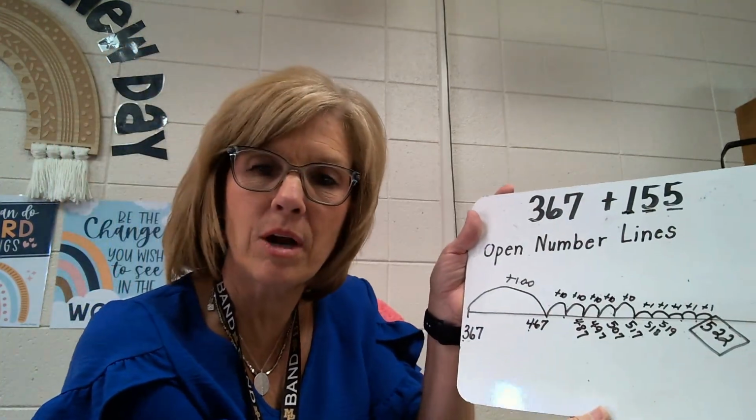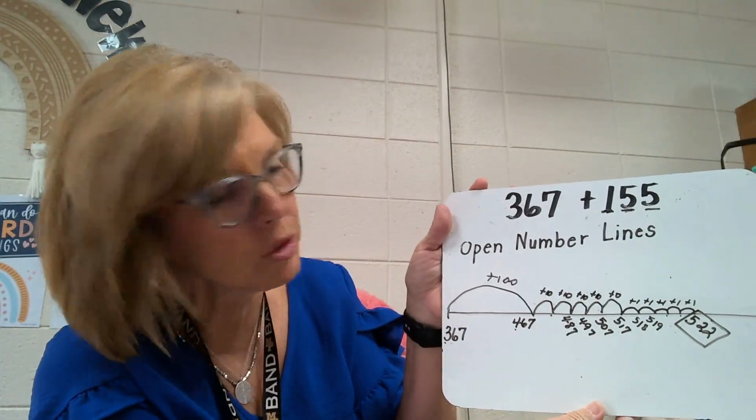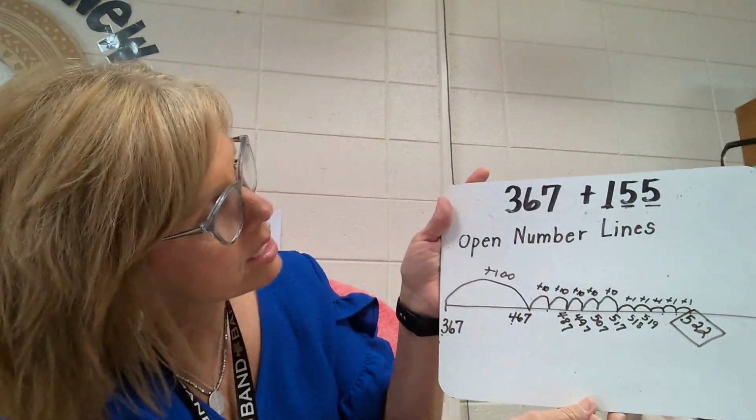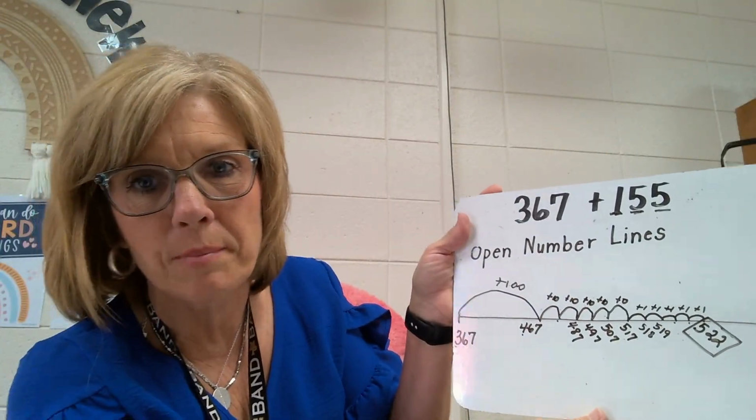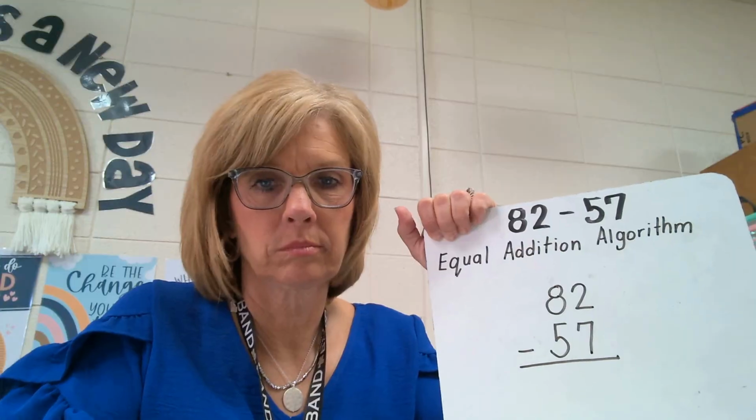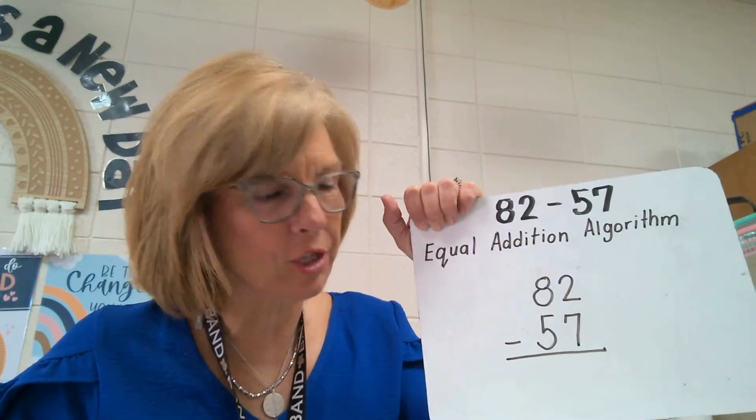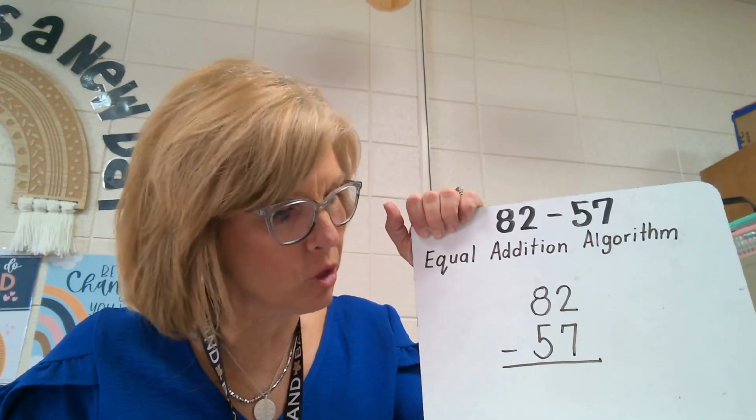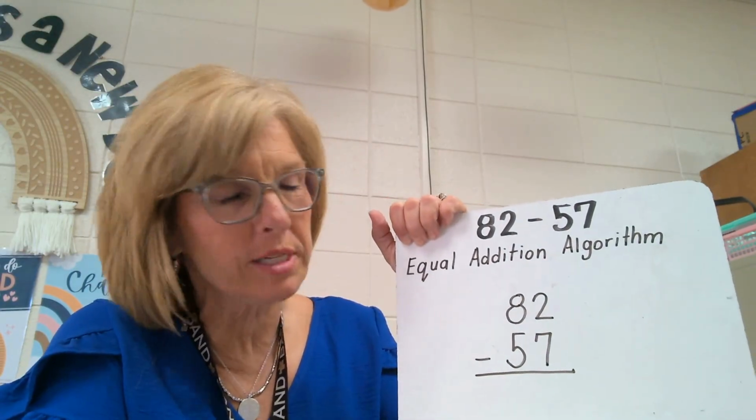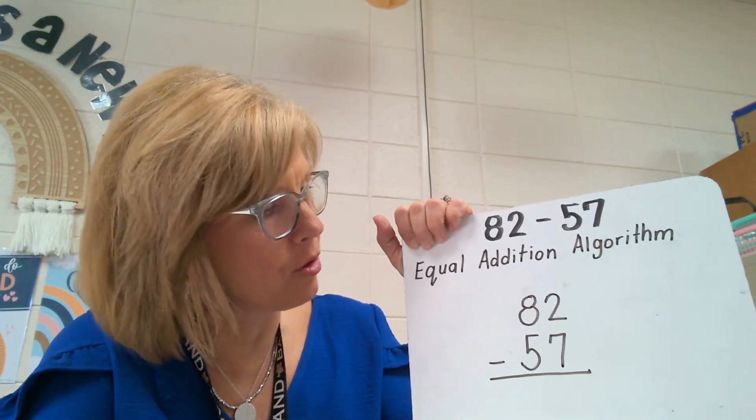So using the open number line can give them a visual to help them with those large multi-digit numbers. Now we're going to move on to subtraction. I also have 3 strategies that I'll show you for subtraction. The first one is called equal addition algorithm.